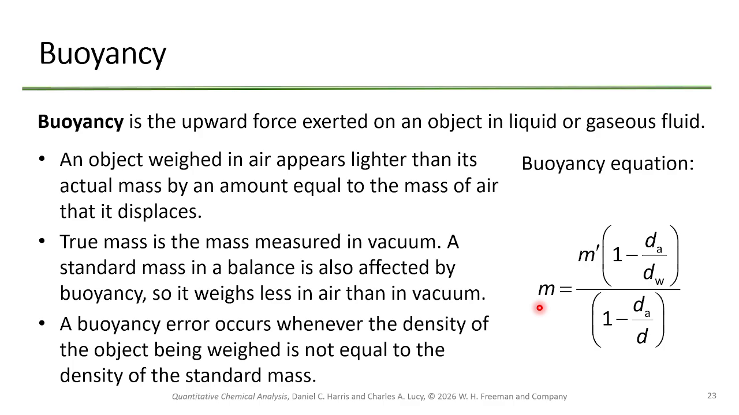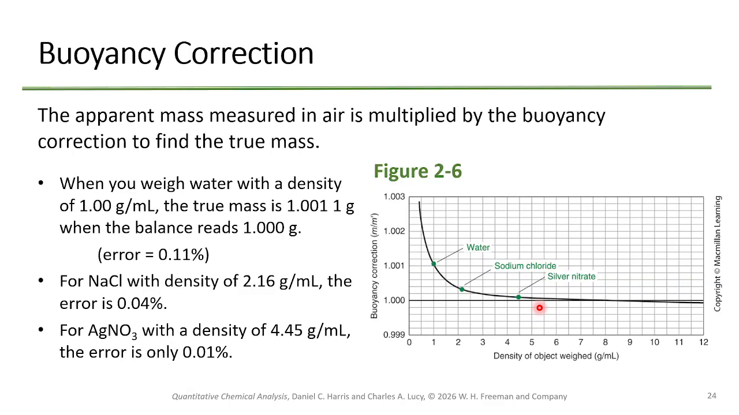Okay. The same sort of thing happens if you try to weigh stuff that can float. For example, weighing CO2 in a bag is a really hard experiment, actually, because I tried it once with a class. It did not work well because the bag wants to float a little, right? And so your buoyancy ends up killing the measurements, even more than you'd think. This is a buoyancy correction. So the apparent mass measured in air is multiplied by the buoyancy correction to find the true mass.